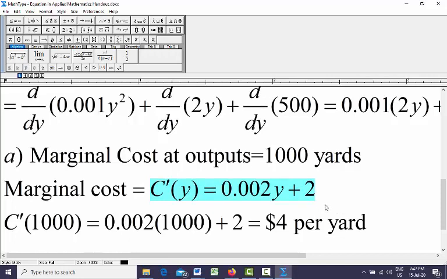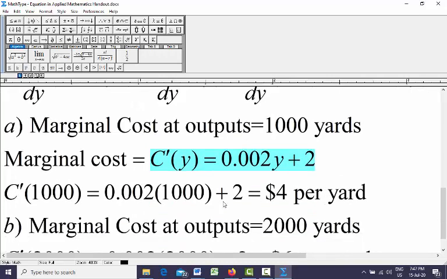Now here the question was asking us to find out marginal cost at 1000 yards. So for marginal cost at 1000 yards, the value of y should now be 1000. If you put the value of y there, the answer is $4 per yard. That means the marginal cost of producing the 1000th yard is $4 per yard.